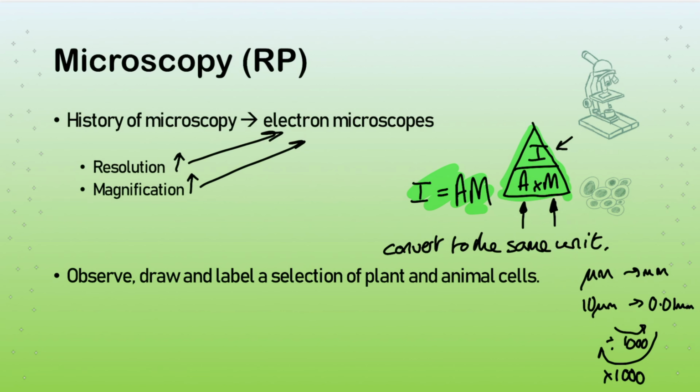In terms of this required practical though, what you need to do is observe, draw and label a selection of plant and animal cells. The key things to note and remember are things like using a stain. A stain allows us to see transparent substances better, so it might make cell walls more visible, it might make starch more visible, it might make DNA more visible. The key thing is it's making it more obvious.